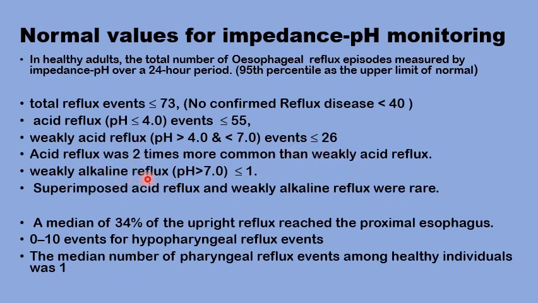Weakly alkaline, when the pH is above 7, is quite rare, and the superimposed acid reflux is also quite rare, maybe less than 1 episode in 24 hours. About a third of these 73 reflux episodes would reach the upper part of the esophagus, the proximal esophagus, and some of them would also reach the hypopharynx. The number of events that could reach the hypopharynx in a healthy individual ranges between 0 and 10 events. The median is just 1 event in a 24 hours period.